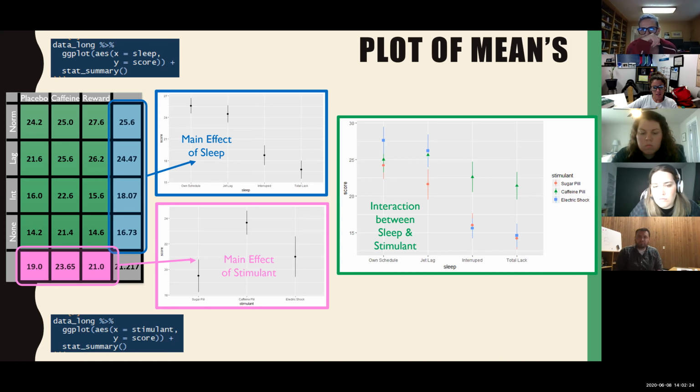My eyeball test says, when I look at this, in my own sleep, when everyone's allowed to get their own amount of sleep, there's not any real significant difference, although the electric shock payment group tends to be slightly higher, but it's probably not statistically significant. I don't have a p-value yet, but that's what I think. What about the jet lag group?